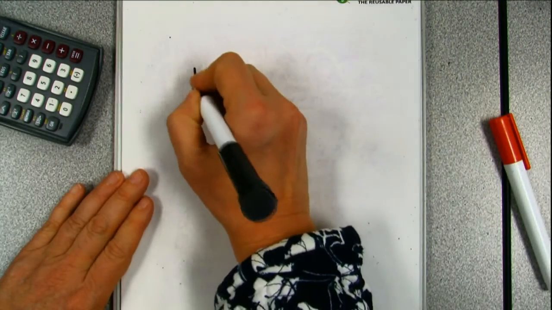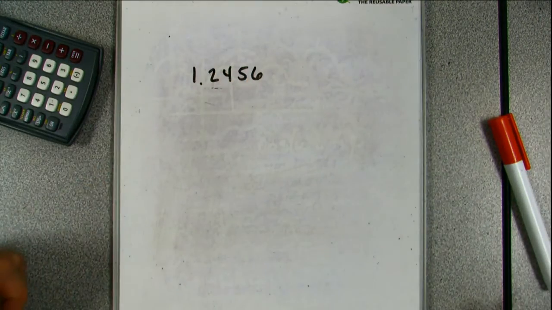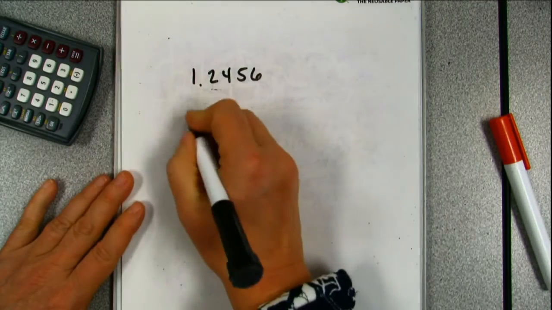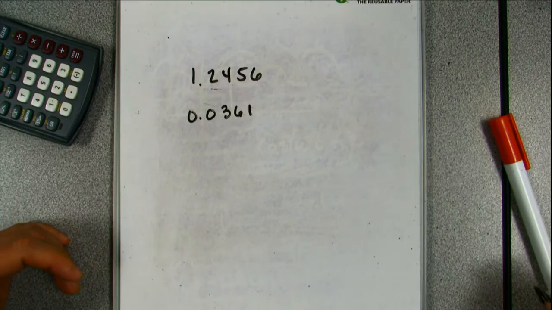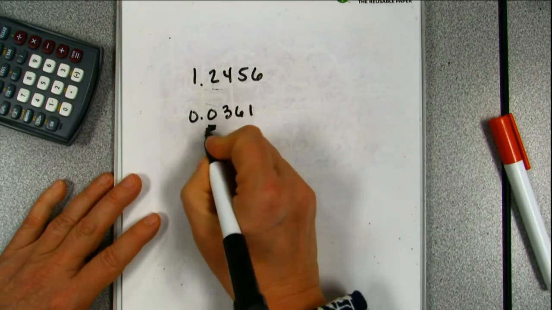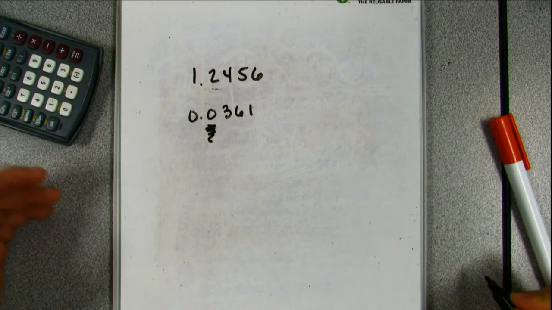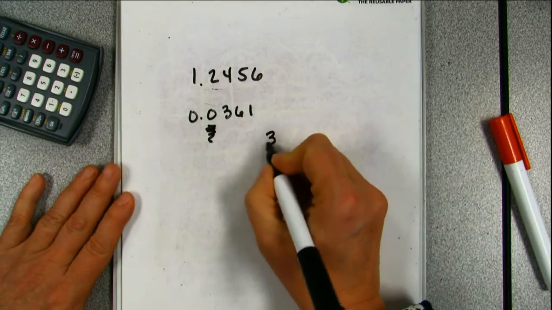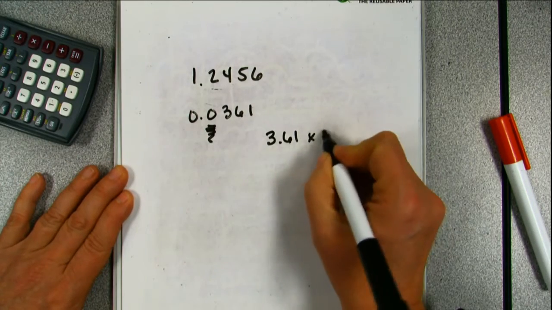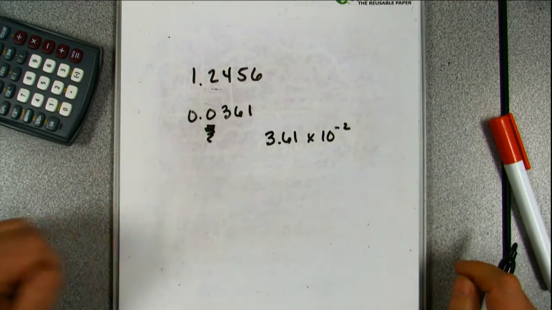If I write a number like this, how many significant figures is that? 5. If I write a number like this, how many significant figures is that? 3. This is a placeholder. Remember that to figure out significant figures, the easiest way is to plug it into scientific notation, and this would be 10 to the minus 2, and that will tell me it's 3 significant figures.